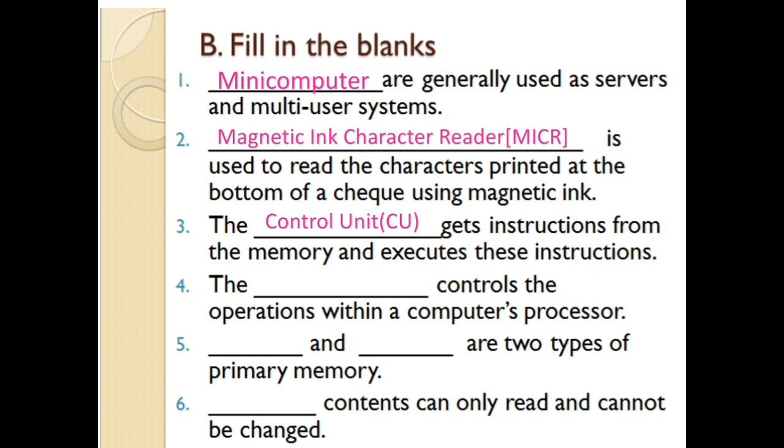The dash controls the operations within a computer's processor. So what is that? The control unit only will control the operations. Dash and dash are the two types of primary memory. What are they? RAM and ROM. Here RAM means random access memory and ROM means read only memory.